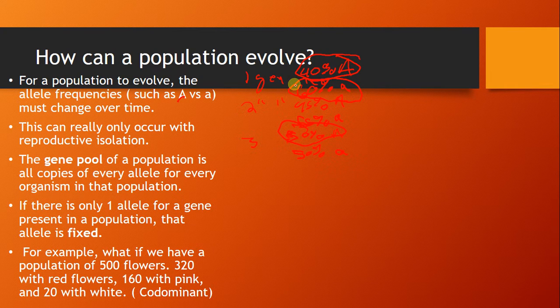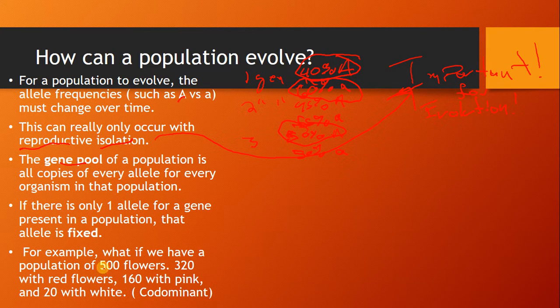This really can only occur with reproductive isolation. So a population in a specific environment can't breed with other organisms or other members of that same species in different populations. So reproductive isolation is very important for evolution to happen. Right? And what's happening is the gene pool is changing. So the gene pool of a population is just all the copies of every allele for every organism in that population.